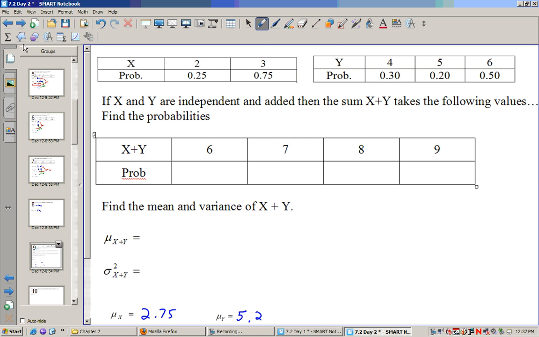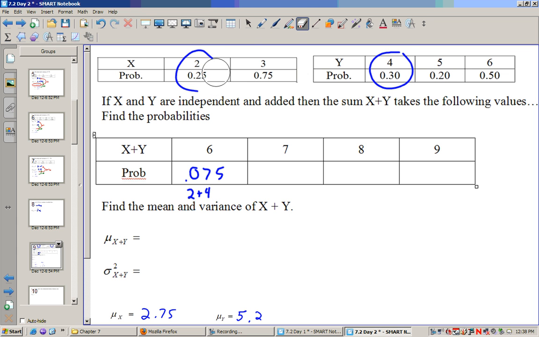All right, now is where things get a little tricky. So if I have x and I have y, and they're two independent random variables, and if we add them together, we want to find these probabilities. So what's the probability that x happens and y happens and I get a 6? For that to occur, the only way I can get a 6 by adding is doing 2 plus 4. Now, what's the probability that this happens and this happens? That would be 0.25 times 0.3, which is 0.075.